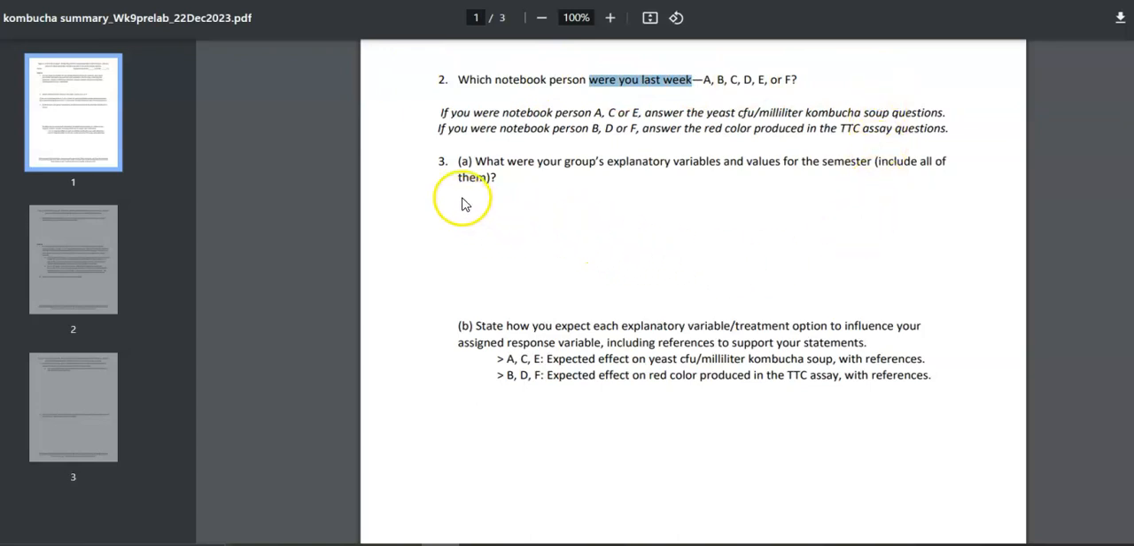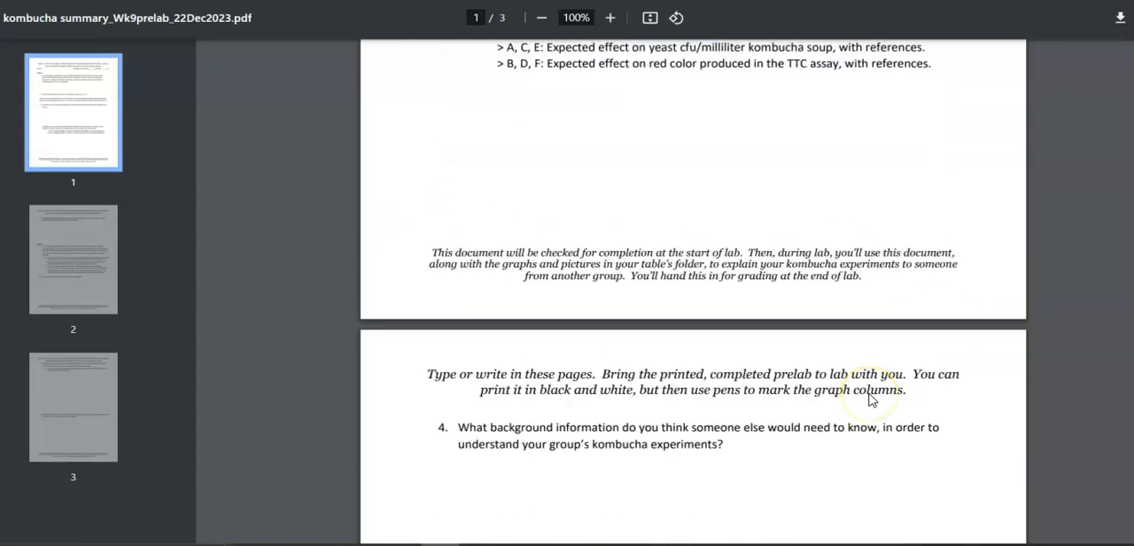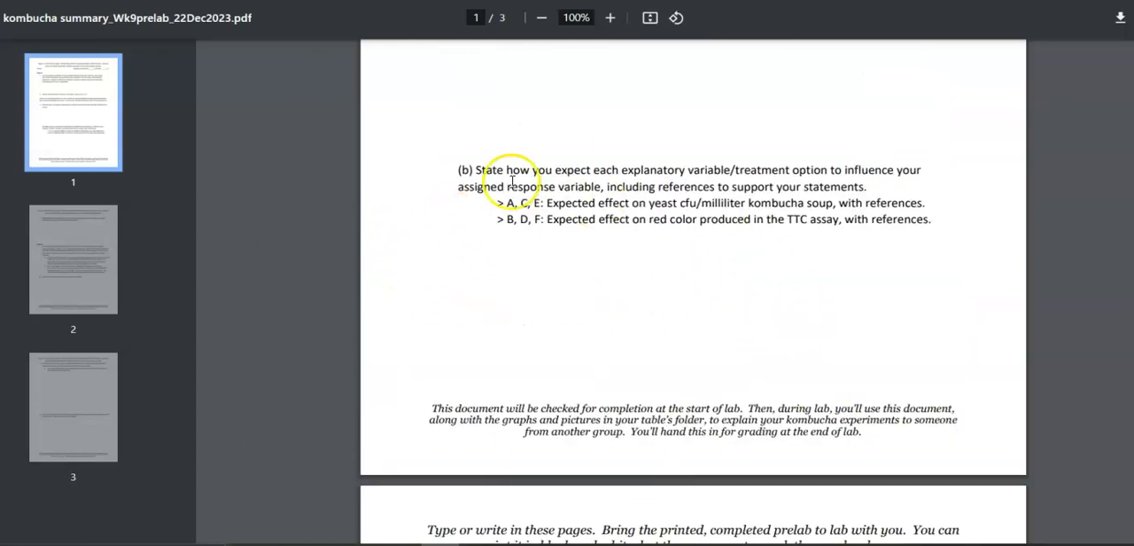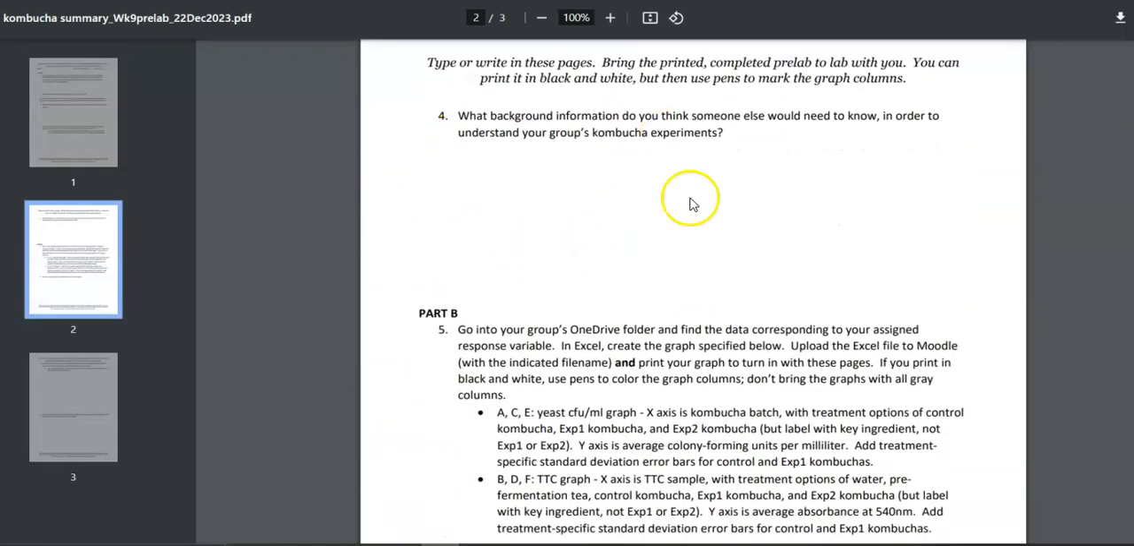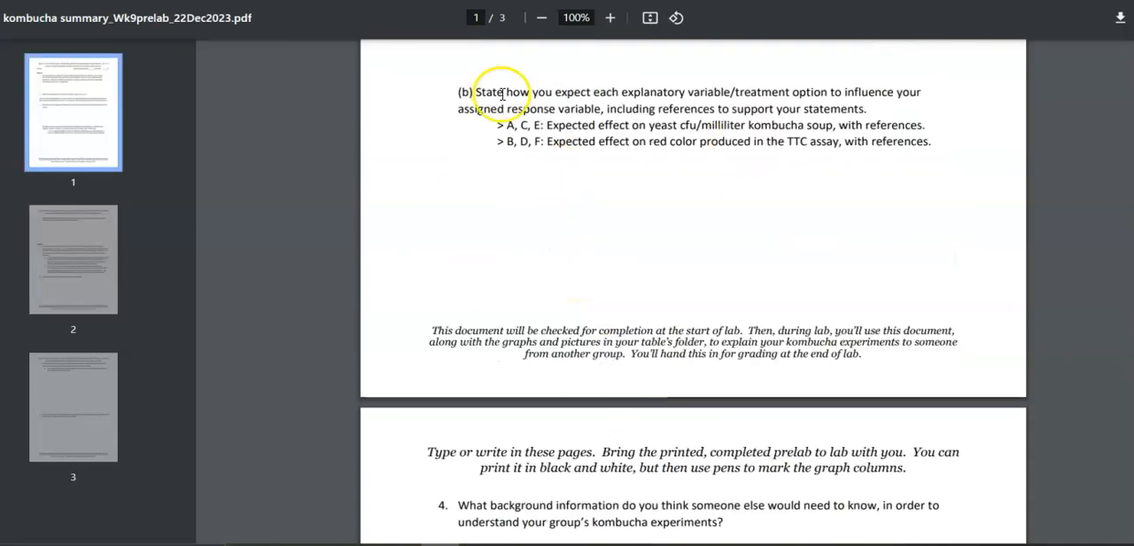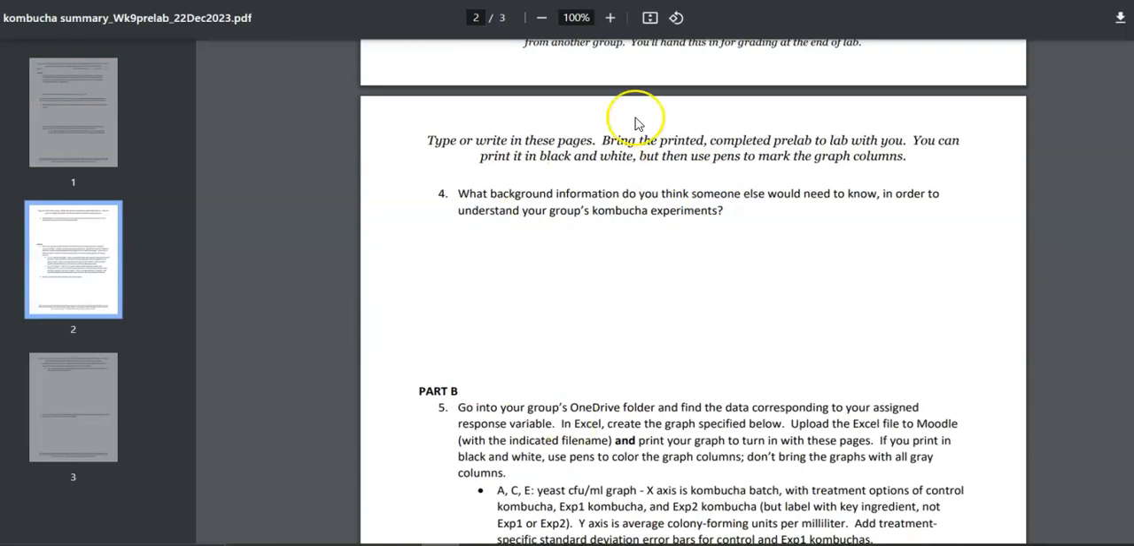And then what did you change in your jars? How did you expect your change to influence your response variable? And then what background does someone need to know? So if you changed your white sugar to molasses, maybe the person needs to know what's in molasses and how it might affect your microbes. So, okay, all of that is in Part A. What did you change? How did you think it was going to affect your results? And what information would someone need in order to understand that?